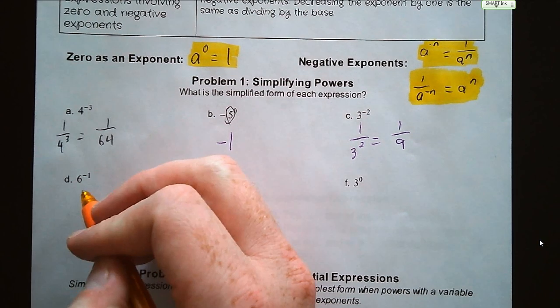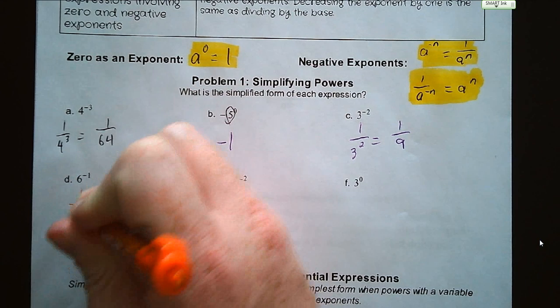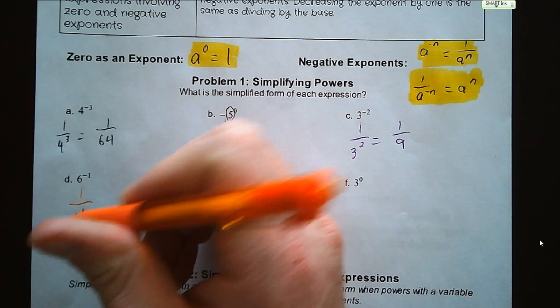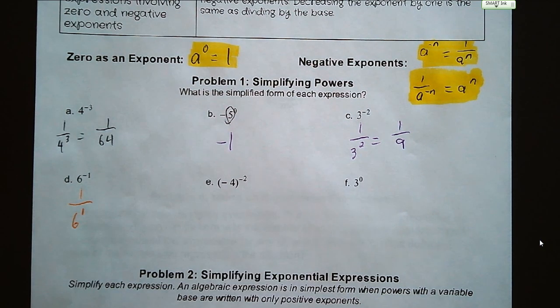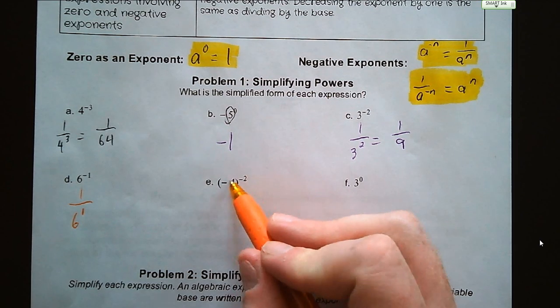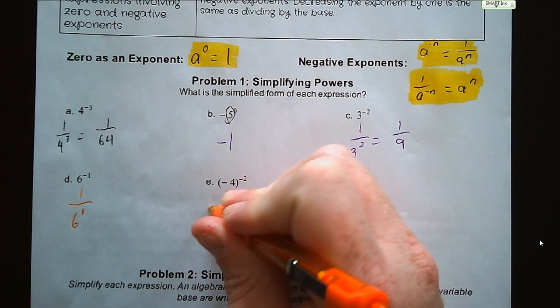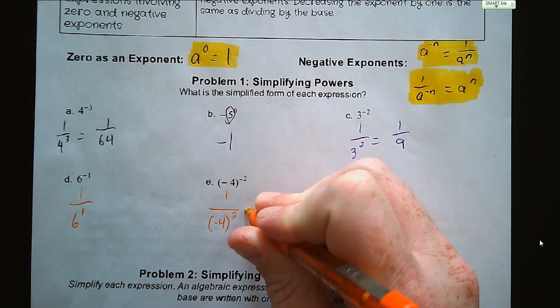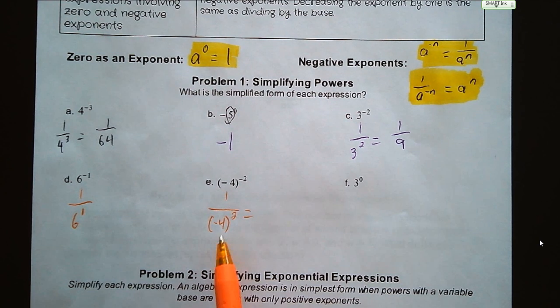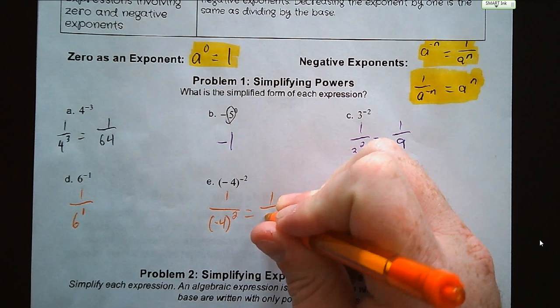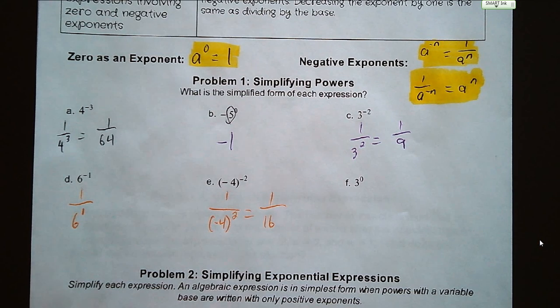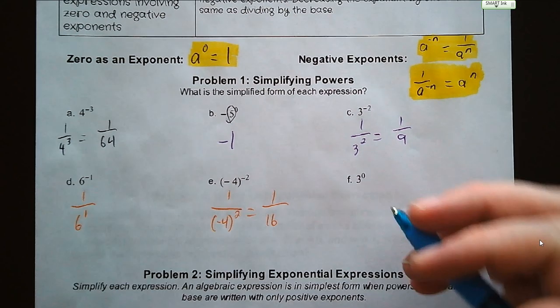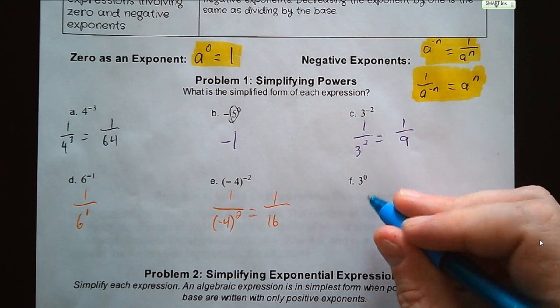So 6 to the negative first power is just going to be 1 over 6 to the first, or just 1 over 6. We have negative 4 raised to the negative second power, so it'll be 1 over negative 4 squared. Remember, the negative sign is in parentheses. That means negative 4 is being multiplied by negative 4, which gives us a positive 16. And 3 to the 0 power, anything to the 0 power is 1.